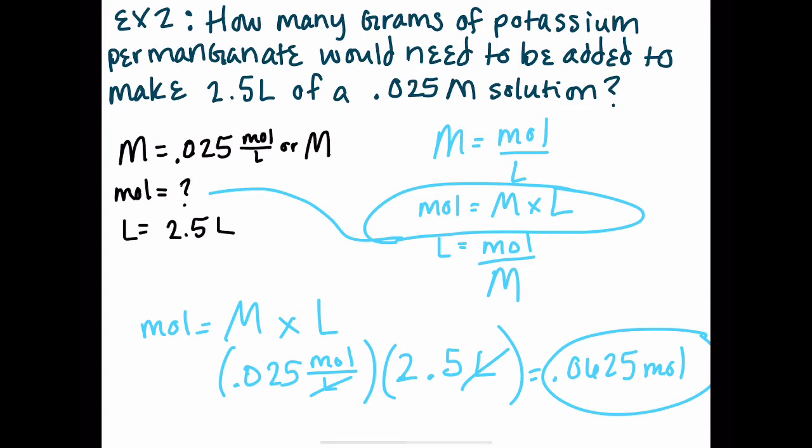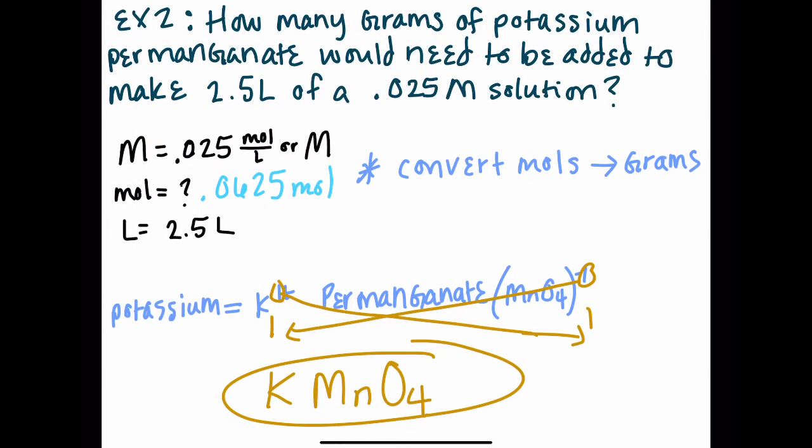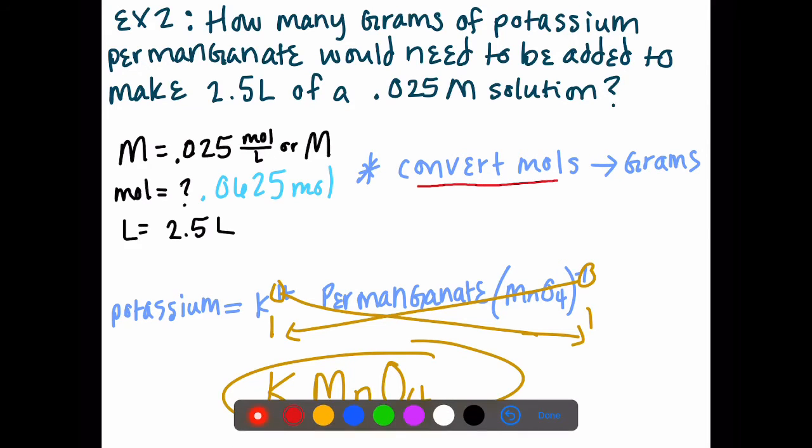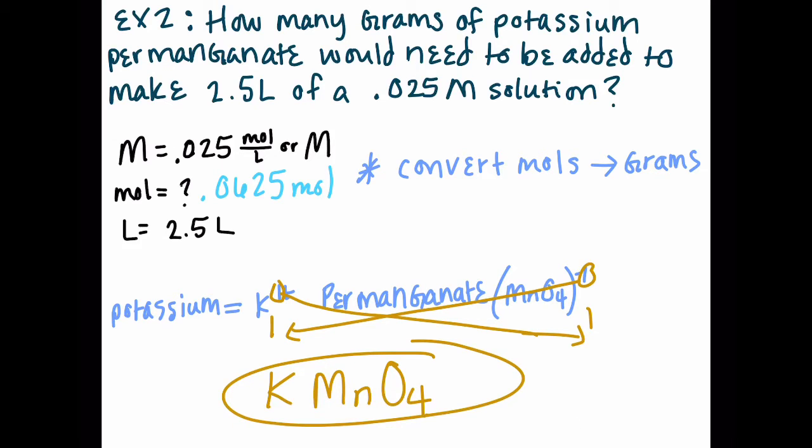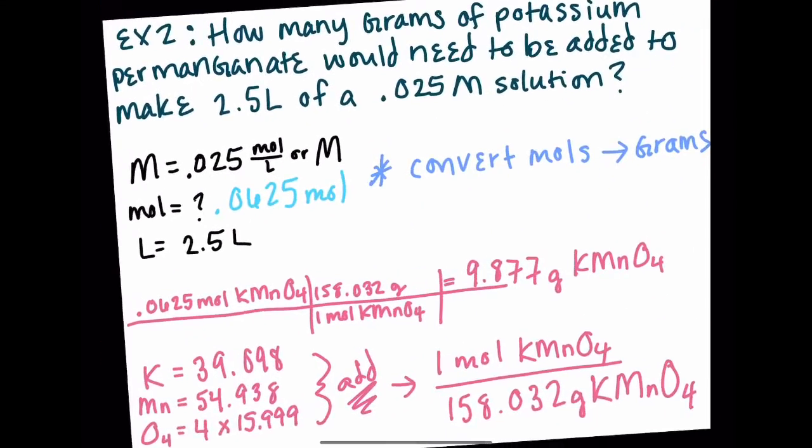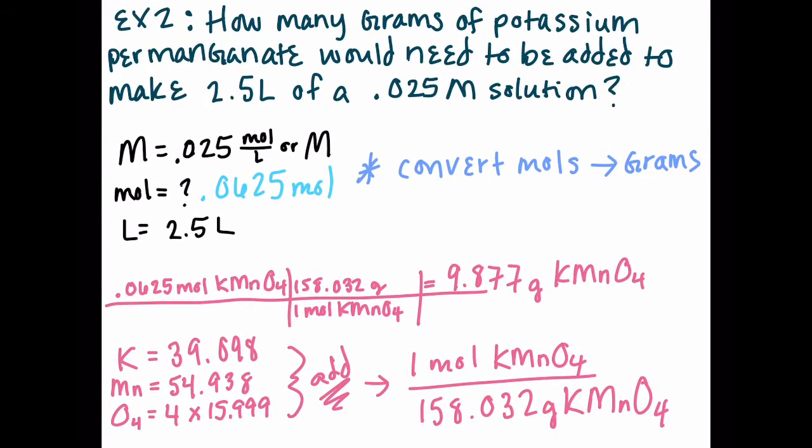Okay, how many grams of potassium permanganate would need to be added to make 2.5 liters of a 0.025 molar solution? So this time we want to figure out how many grams. Well, I know I can convert moles into grams, and moles is the thing I'm going to solve for, and this is the formula from class that we used. I need to also find the formula. Potassium is K, and it has a +1 charge. Permanganate is MnO4 and has a -1 charge. So that's my formula.